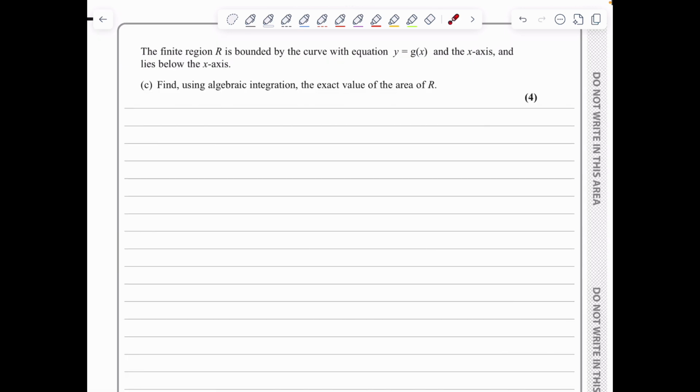Now the finite region R is bounded by the curve with equation y is g of x and the x-axis and lies below the x-axis. We need to use algebraic integration to find the exact value of the area of R. We've got the factorized form for g of x. We know it's a cubic with the coefficient of x cubed being positive, so the shape is something like this.